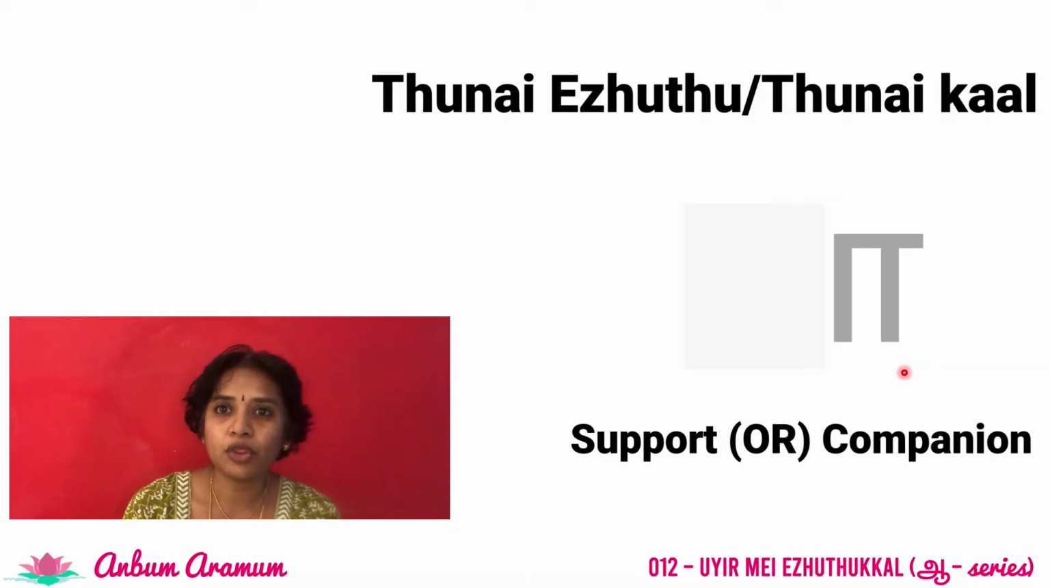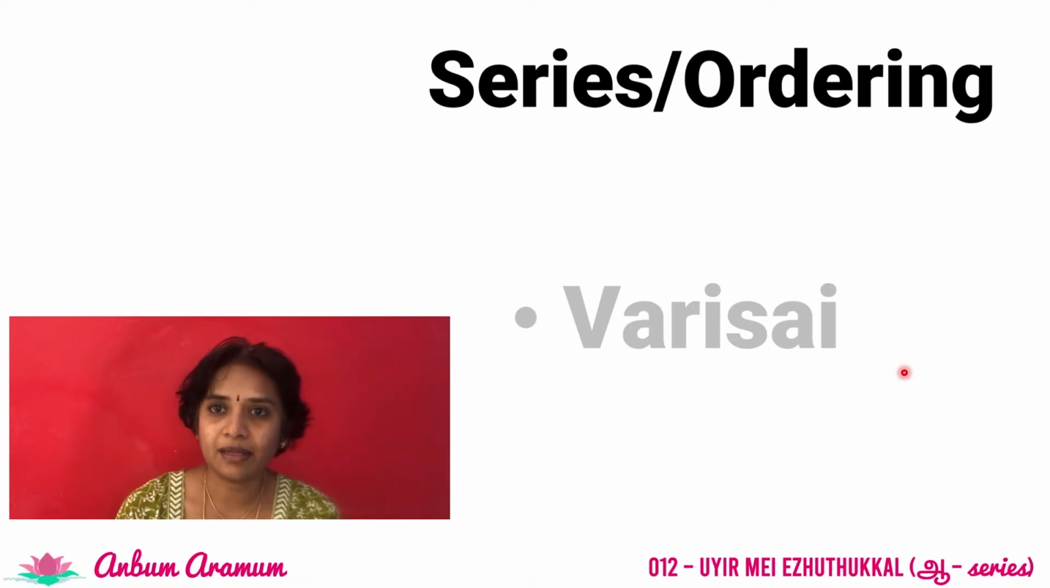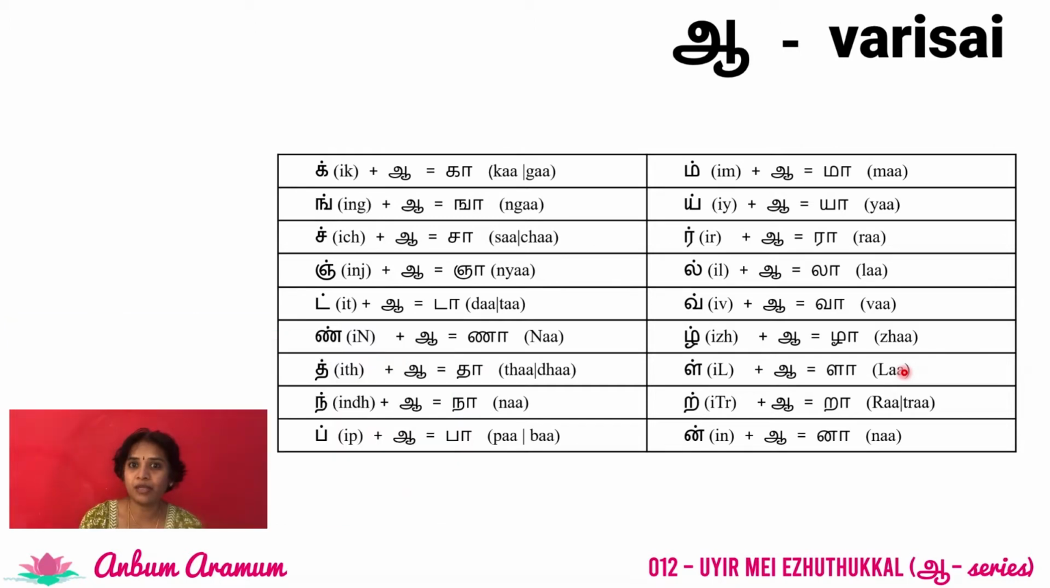Sometimes it is also called a Tunai Kal. So to generate the Uyir Mei Ezhuthukkal of the Nedil A series, we will simply add the Tunai Ezhuthu to the Kuril symbol. Now we use the term Varisai to refer to ordering or series. So instead of saying Uyir Mei Ezhuthukkal of the A series, we can say Uyir Mei Ezhuthukkal of the A Varisai. Here I have a table showing how the Nedil A combines with the 18 Mei Ezhuthukkal to get the 18 Uyir Mei Ezhuthukkal of the A Varisai.